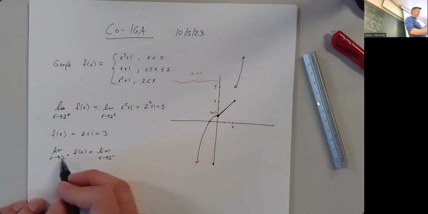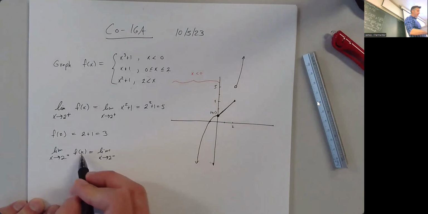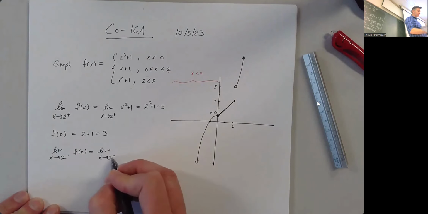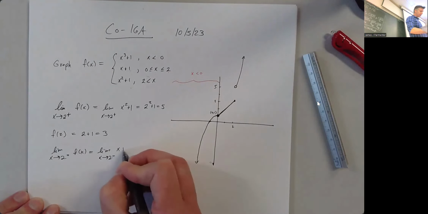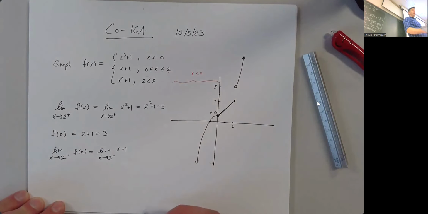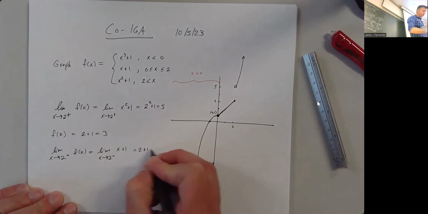So if I want to find the limit as x approaches 2 from the left of f of x, it's going to be the limit as x approaches 2 from the left of x plus 1. And then again, I can just substitute in, or we usually say we plug in whatever x is approaching for every value of x. I'm going to get 2 plus 1, which is 3.